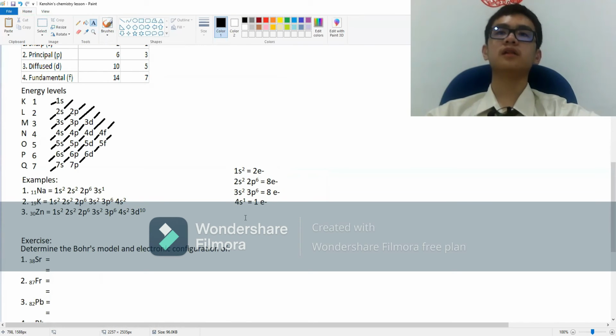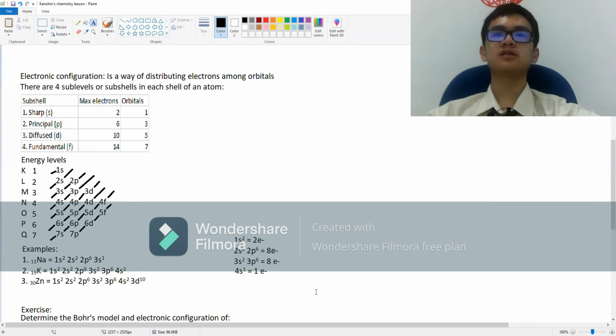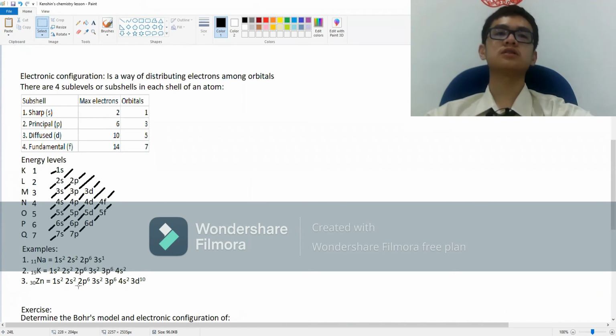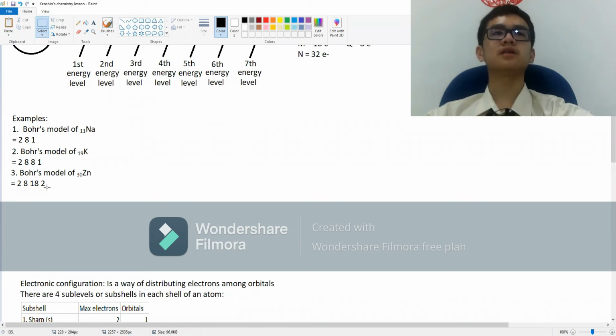That's 2, 8, 8, 1. So now you're not too confused, right? It's the same principle for 30 zinc. So 1s2 is 2 electrons, 2s2, 2p6 is 8, 3s2, 3p6 is another 8, 4s2 is 2, and then now we have 3d10. So now 2 plus 6 plus 10 is 18. So we get the first shell has 2, second shell has 8, third shell has 18, and the fourth shell has 2. So we get 2, 8, 18, and 2.